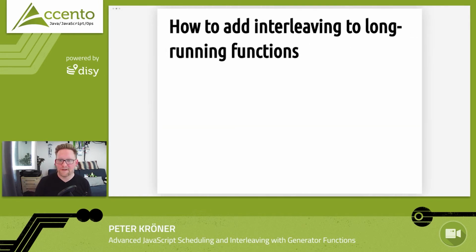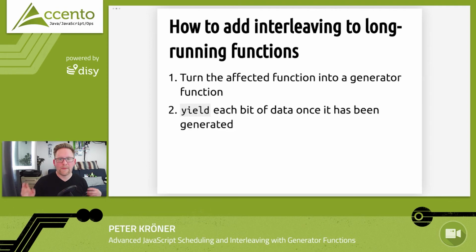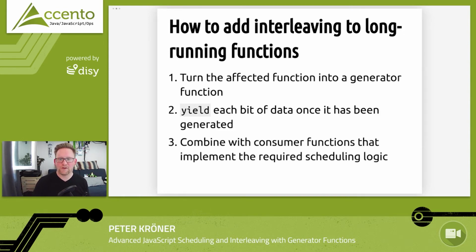So this is how it works. First, turn the function that you want to have behave better, that you want to prevent from causing the browser to drop frames, into a generator function. Then each bit of data gets released by the yield keyword once it's been generated, and then you combine this function with a consumer function that implements the required scheduled logic, and then you mix and match as required. And this is actually an important bit in my opinion. You can schedule depending on your circumstances.